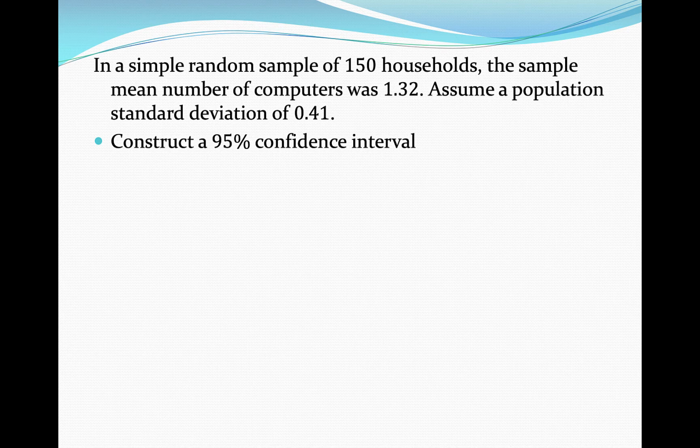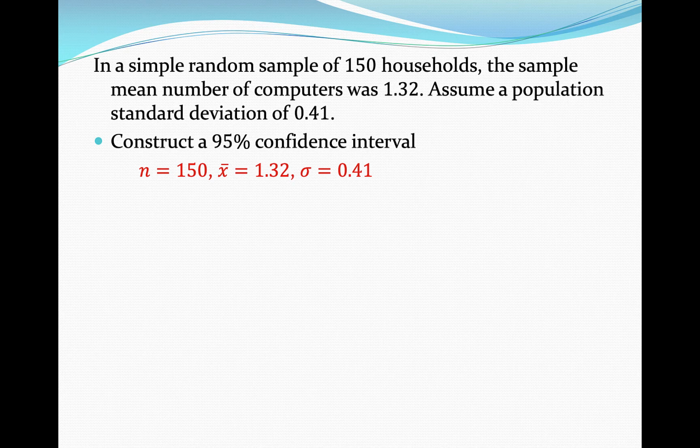I like to start just by jotting down what I know from the problem. So let me start there. Whenever I read this, it says a sample size of 150 households. So that's my sample size. That is n. This sample yields a mean of 1.32. So that's my sample mean. X bar is 1.32. We also are given that the population standard deviation, that sigma, is 0.41.